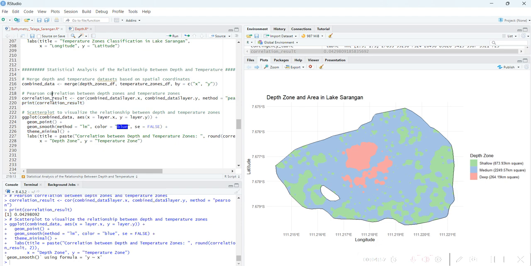Okay, now we can run this, and here we get the correlation results. The results tell us that the Pearson's correlation between the depth and temperature zones is 0.0429809. This is a very low positive number, which means that the relationship between the depth and temperature zones is extremely weak in Lake Sarangan, and almost non-existent in terms of linear correlation. I think they still have a little correlation.